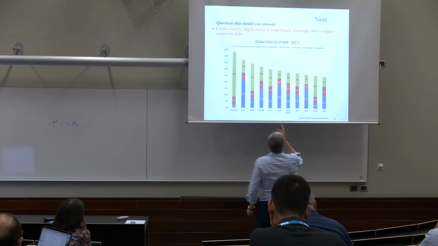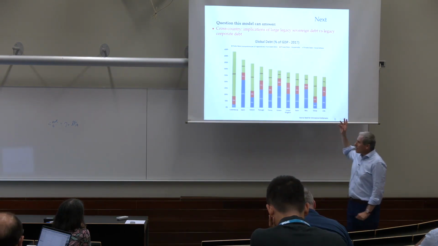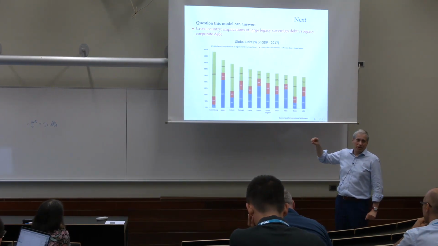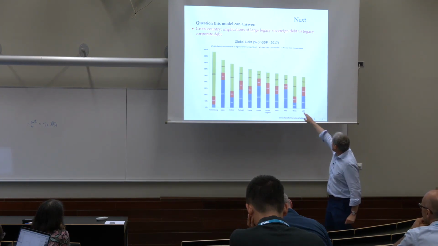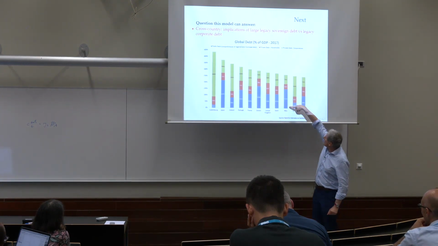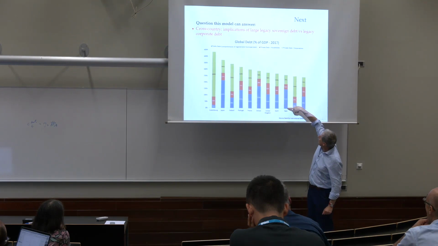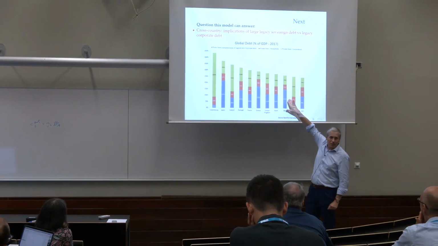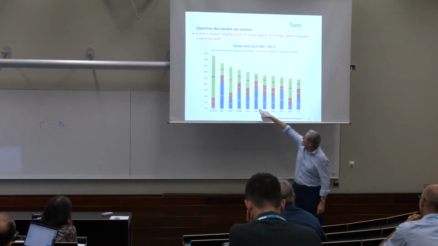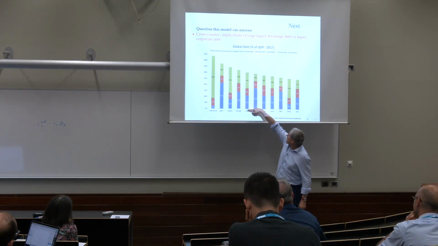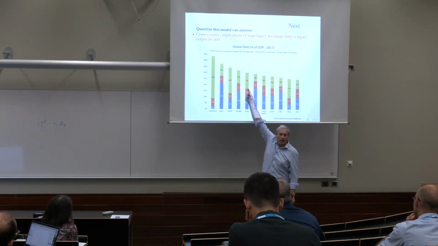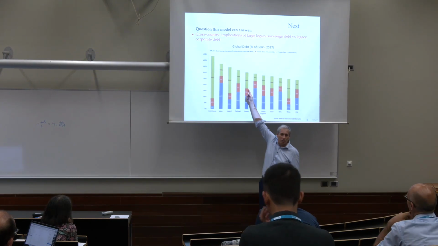So cross-country, there's also very different implications of legacy sovereign debt. For example, Italy. Sovereign debt is this blue bar. So you would think that Italy has a lot of debt, but France has much more debt. France is up here because they have less sovereign debt, but a lot of private debt of non-financial corporates.